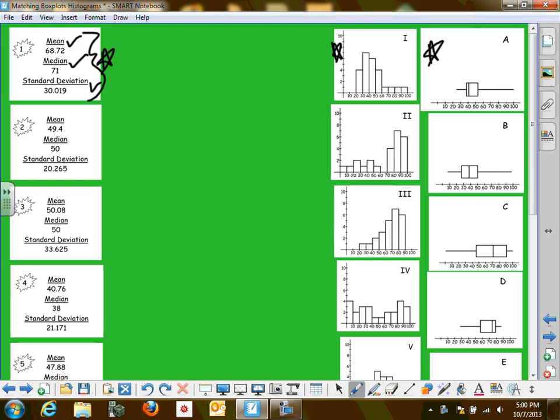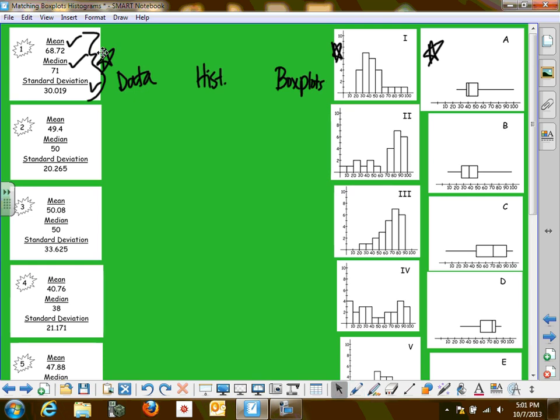So what you are going to want to do is, after this video, cut your cards up and put them into three piles. One pile is going to be your data, one pile is going to be your histograms, and one pile is going to be your box plots. Okay, so that's how everything's organized.